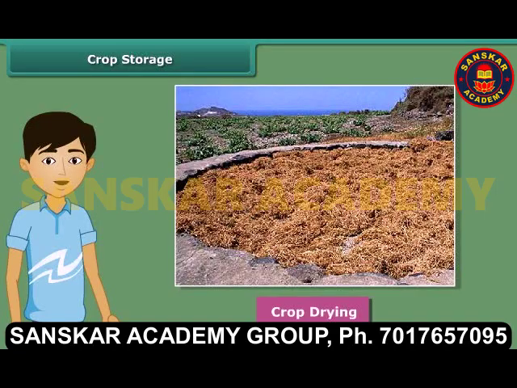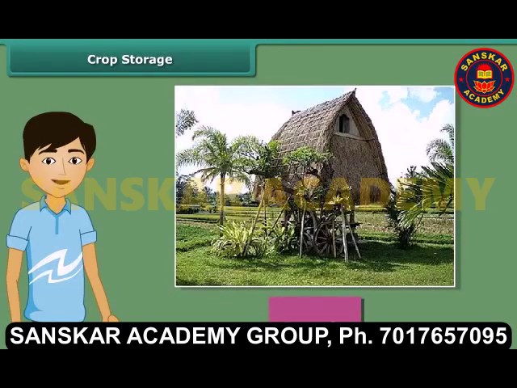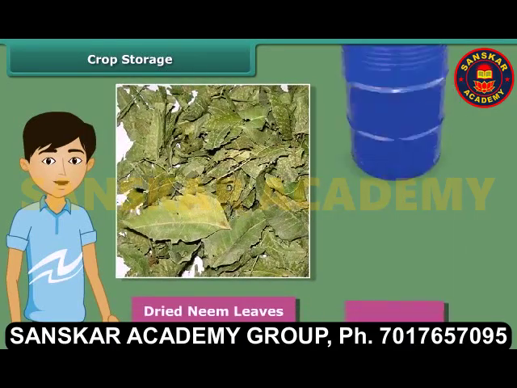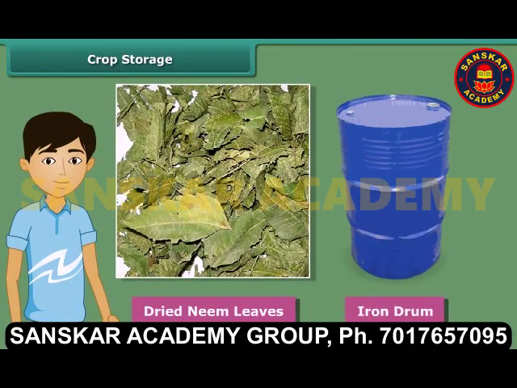Do you know the fact that farmers store grains in jute bags or metallic bins, but for large-scale storage of grains, farmers use silos and granaries. Generally, people also keep dried neem leaves in an iron drum for storing food grains because these dried neem leaves protect the grains from pests and microorganisms.